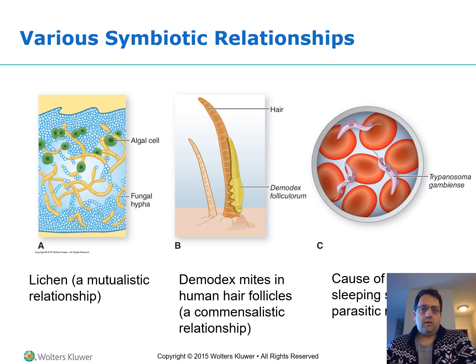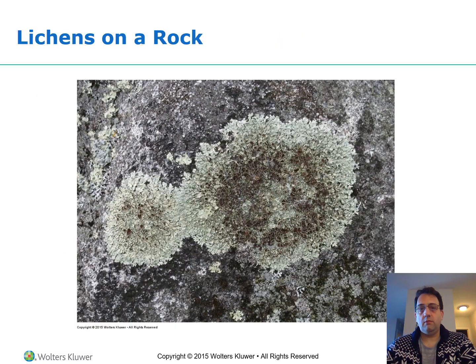So here you can see lichen in a mutualistic relationship where the algae and the fungi both benefit from each other's presence. Most mites in human hair don't really harm the humans, but they get a benefit from the hair and the skin around them. So they would be communalists. And then the sleeping sickness parasite, Trypanosoma gambiense, this is a parasite. It causes a disease in us. We give it all sorts of benefits, and it gives us lots of harm. Here's a picture of lichens on rock.